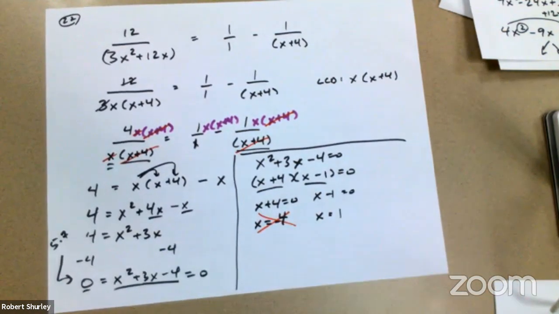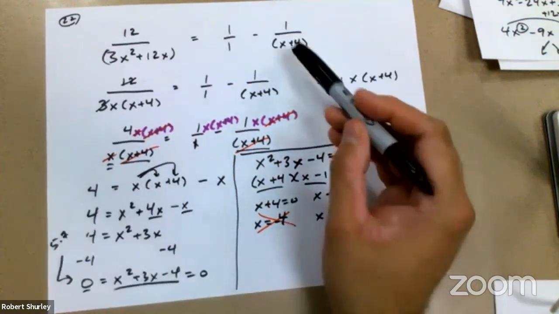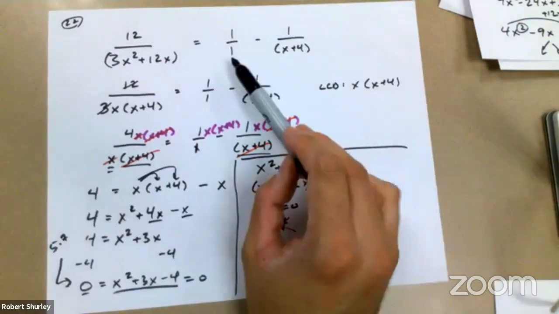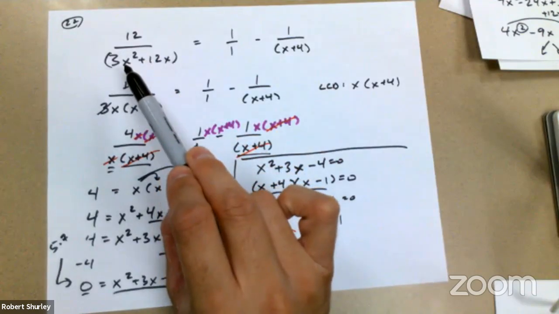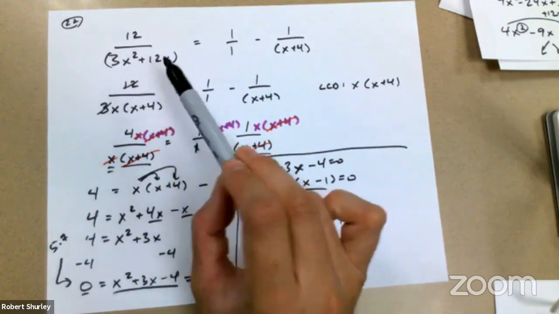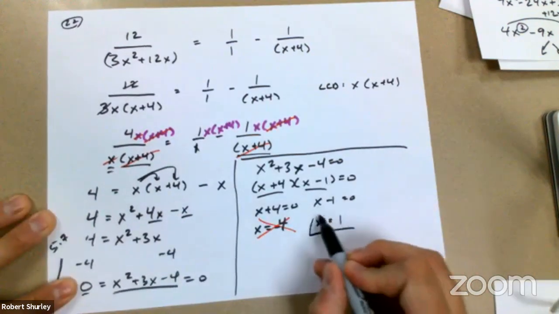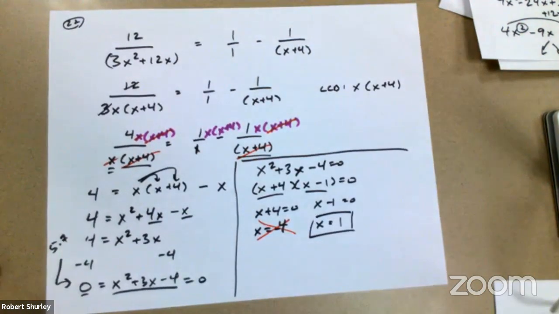Okay, so let's check 1 then. 1 plus 4 is 5. That's fine. We've already got a 1 there. It doesn't change anything. Now, if I plugged 1 in here, this would be 3 times 1 plus 12 times 1. So that's 15. That's fine too. So that turns out to be my solution, my lone solution.